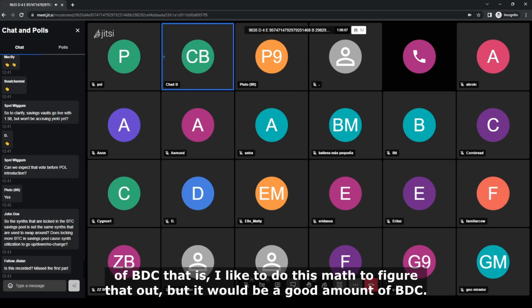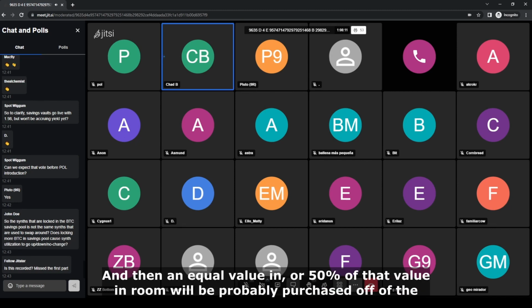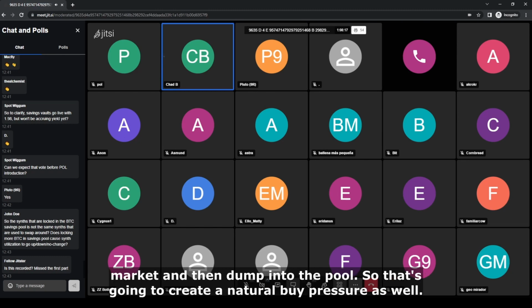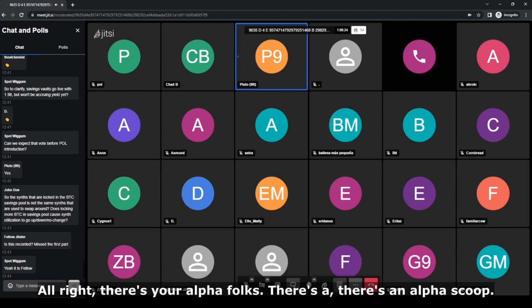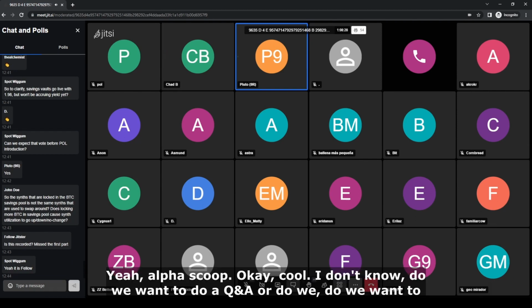I have to actually do some math to figure that out, but it would be a good amount of BTC, and then an equal value in, or 50% of that value in Rune will probably be purchased off of the market and then dumped into the pool. And so that's going to create a natural buy pressure as well. All right, there's your alpha, folks. The alpha scoop.